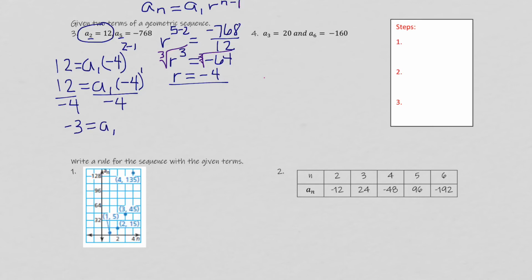So my general term here, since I have these two pieces of information, would be a sub n would equal negative 3 times negative 4 to the n minus 1.